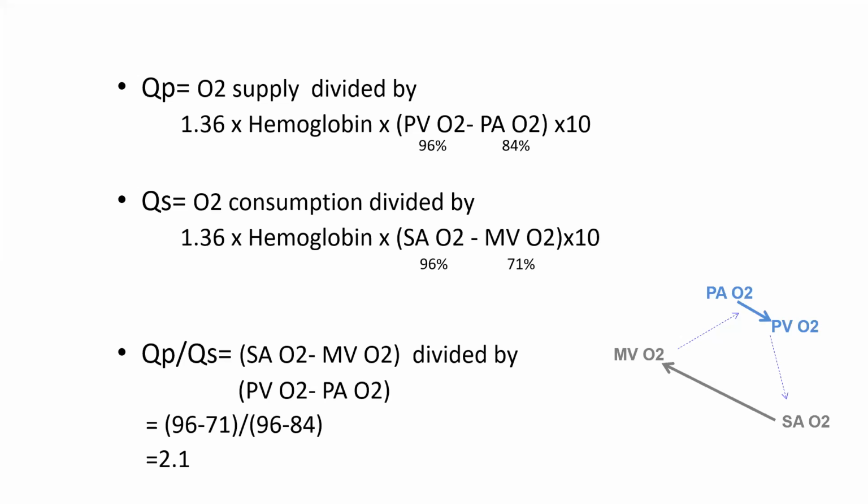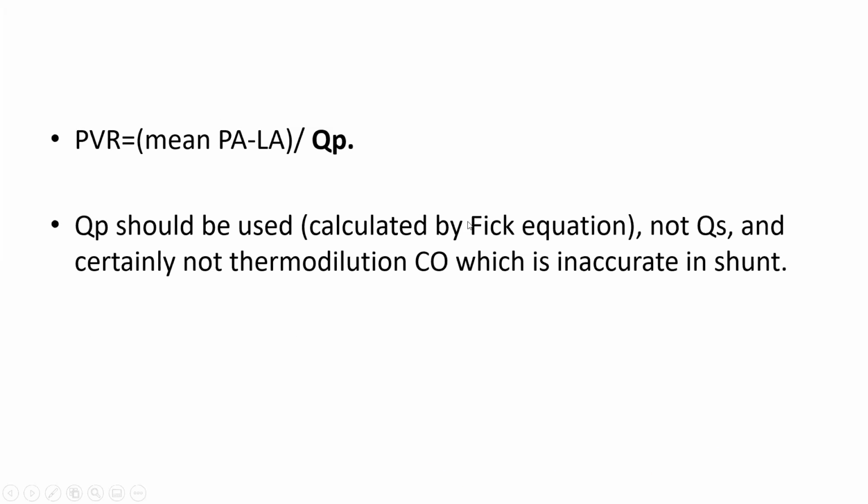But this is the idea I want you to know here. You're used to plugging in the thermodilution cardiac output. So you put mean PA minus LA divided by thermodilution cardiac output. But I don't want you to do that. That's wrong. And this is the idea I want to get to. PVR is mean PA minus LA, those two pulmonic chambers, inflow and outflow of the pulmonic circulation, kind of like the O2 sat in QP, but divided by QP, not by thermodilution cardiac output and not by QS.